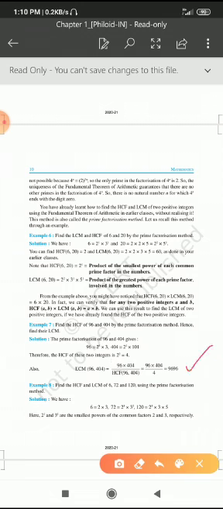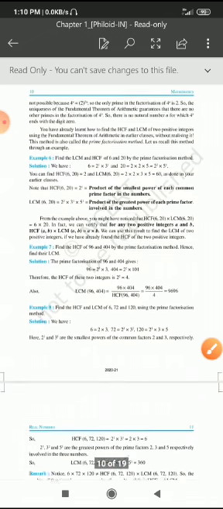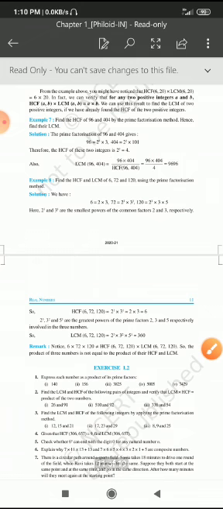Next, example 8. Find the HCF and LCM of 6, 72 and 120 using prime factorization. The same way, you have to prime factorize and find out the HCF and LCM. Based on this, we have some more example exercises. Exercise 1.2 is based on this fundamental theorem of arithmetic and finding the HCF and LCM.